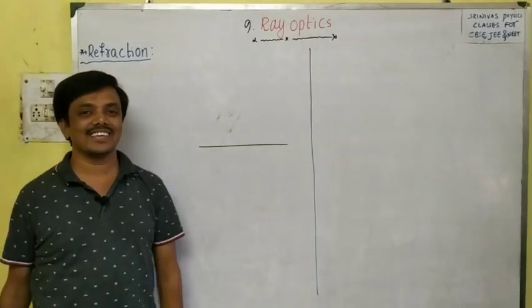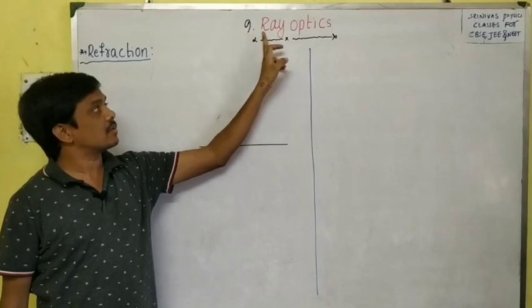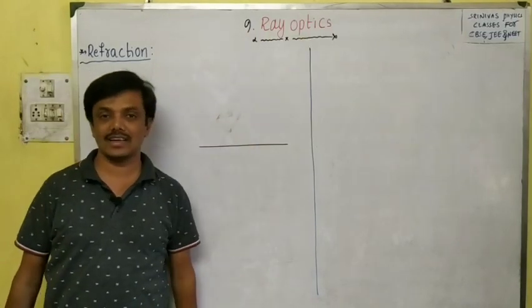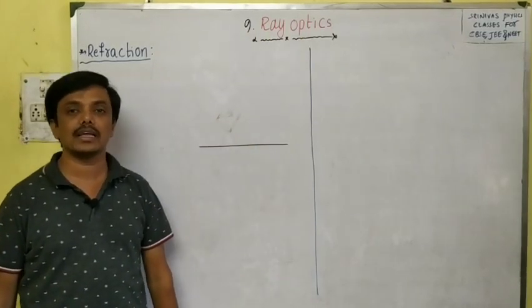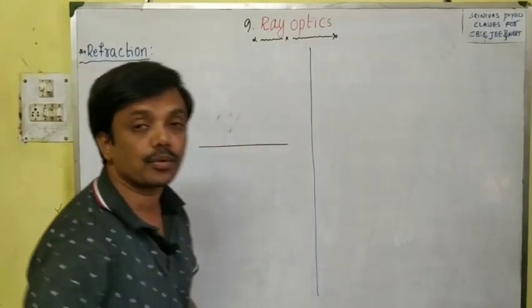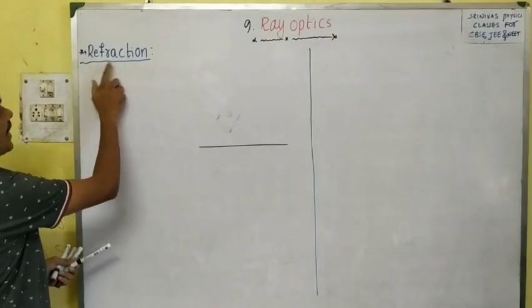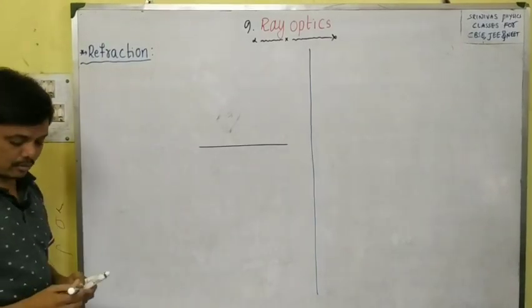Hi to all. Today I am going to start the next chapter, that is the ninth chapter, Ray Optics and Optical Instruments. Now I am going to explain the first topic in ray optics, that is refraction.